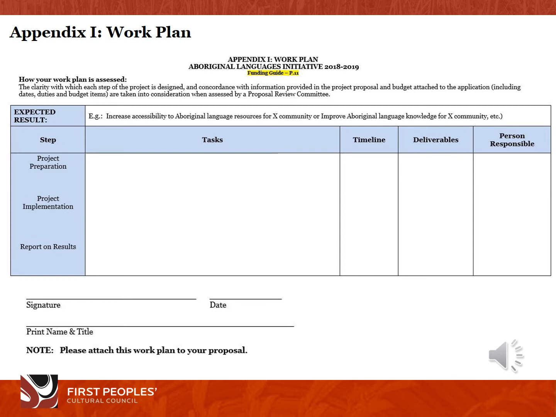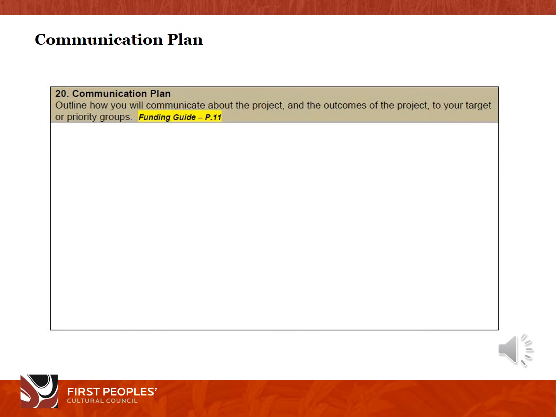For each step, you will need to clearly describe the tasks to be completed at each step of the project, the timeline for when each task starts and is completed, the deliverables for each task, and the person or persons responsible for ensuring the task is completed. Make sure to include the completed work plan with the rest of your application. Describe your communication plan for the project, including how you will communicate about the project and the project outcomes to your target or priority groups.